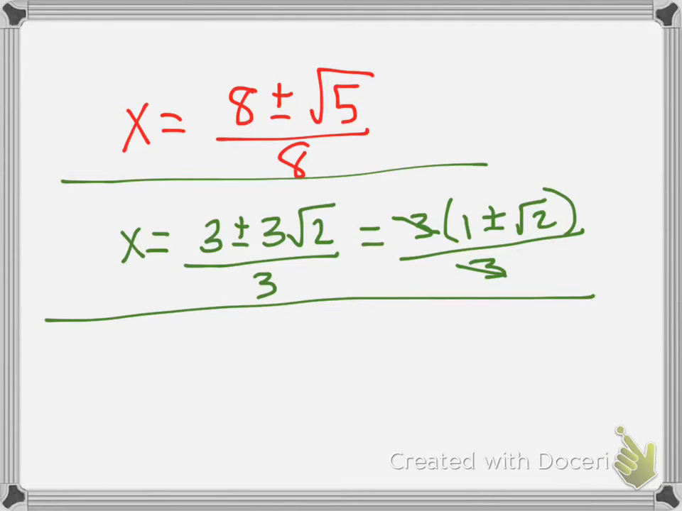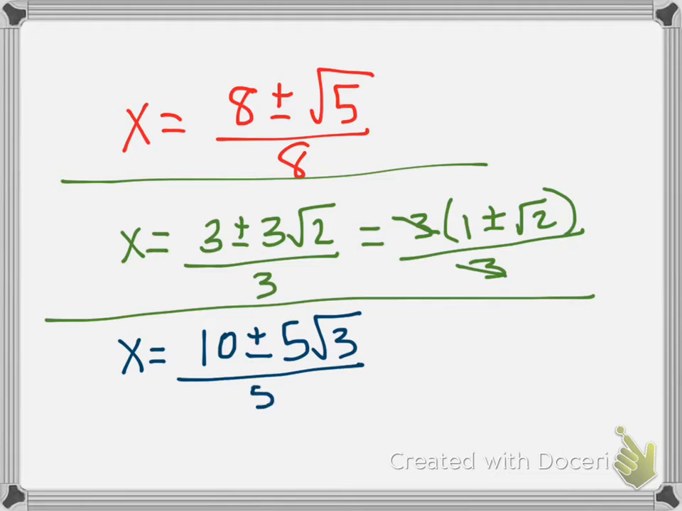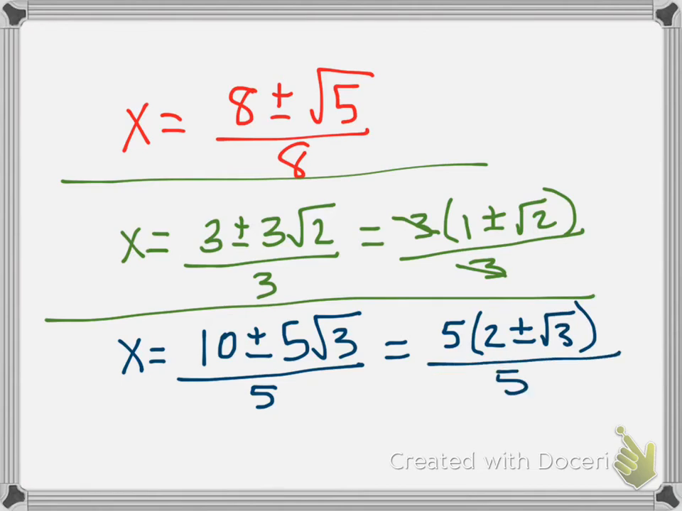Okay, let's look at another example. Let's say you wind up with x equals 10 plus or minus 5 root 3, all over 5. Then you could have a common factor of 5 on the top with the bottom, and you could cancel those 5s out. So you'd have 2 plus or minus root 3.